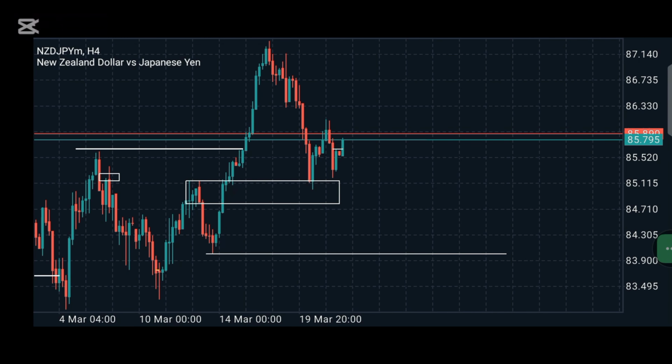So a quick one here. I was actually looking at this very trade. I've got my eyes on this particular pair throughout last week.